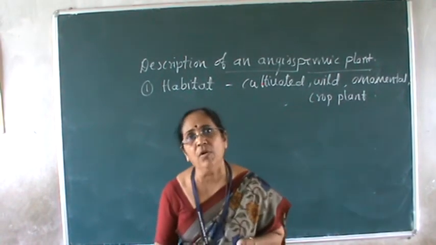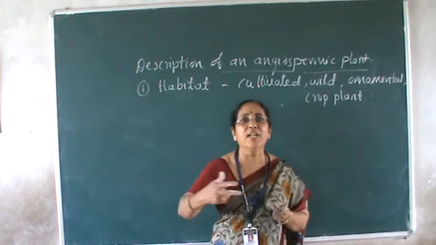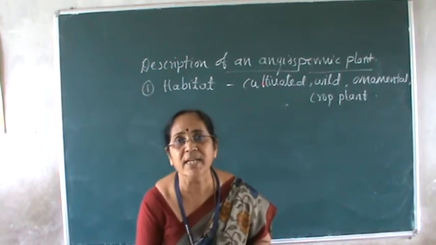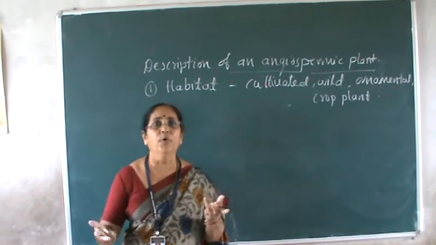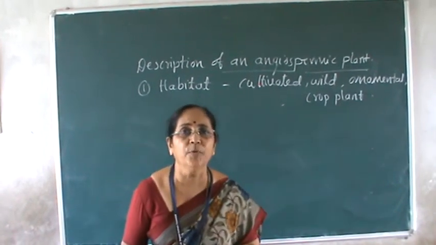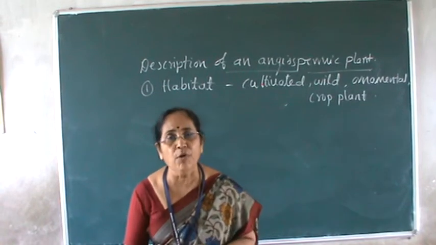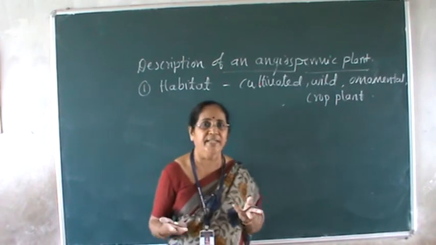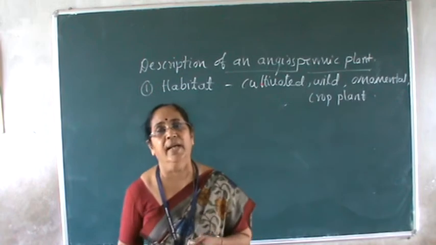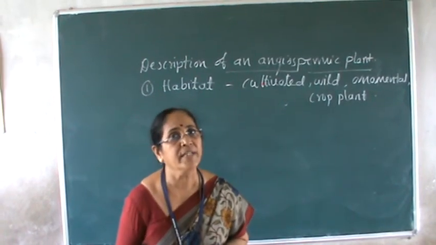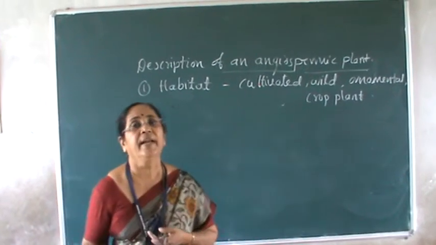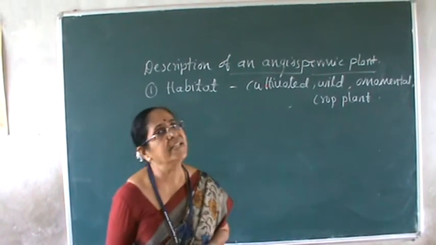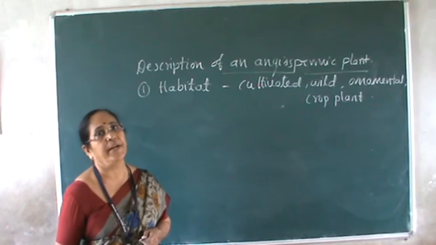So it is wild or it is cultivated, or it is a xerophytic plant. Some plants occur in ponds and pools or in the water. Then they are to be called aquatic plants. Xerophytes are plants growing in water-scarce or desert areas. They are called xerophytes. Hydrophytes, and epiphytes, the plants growing over the branches of trees, they are called epiphytes. And this is the habitat of the plant.